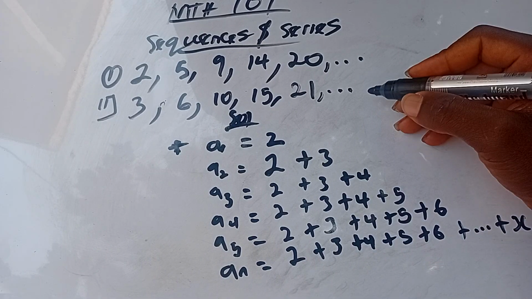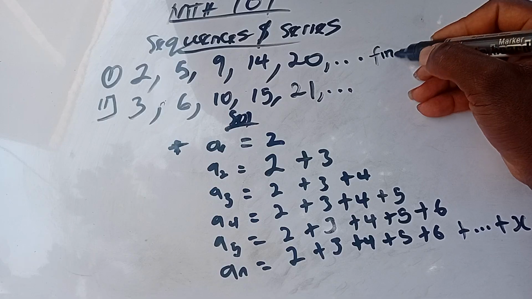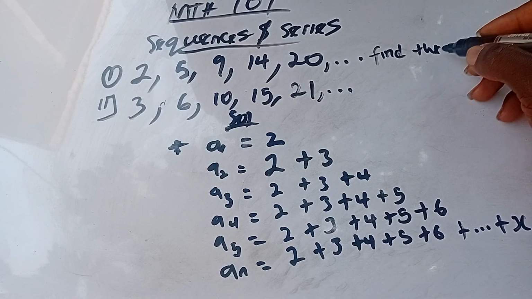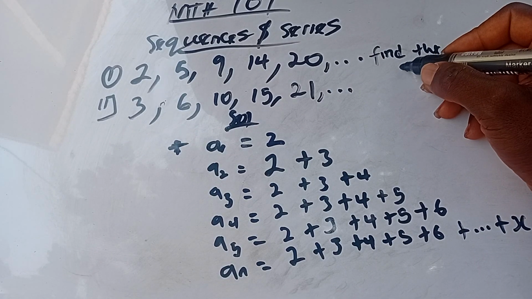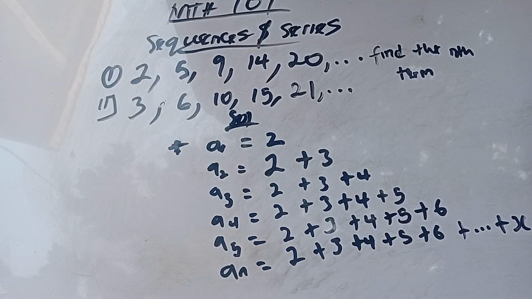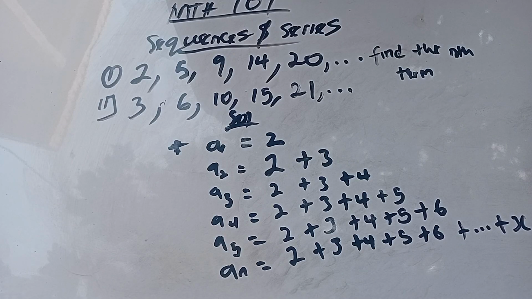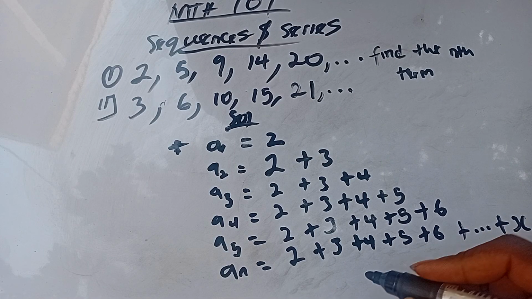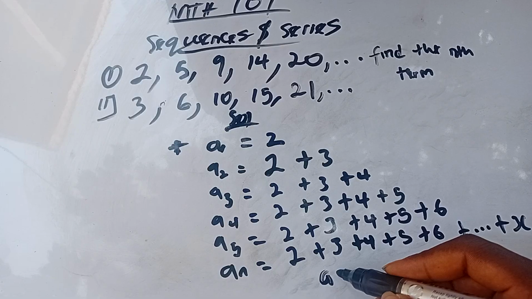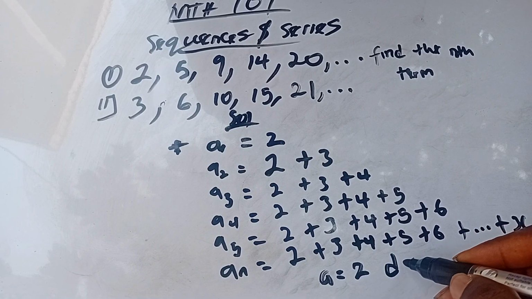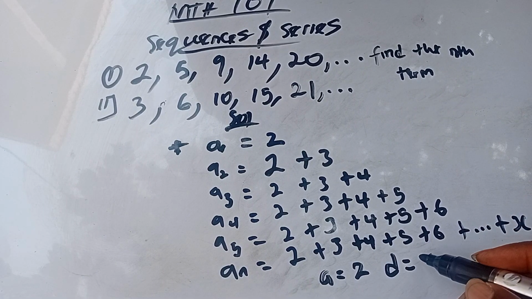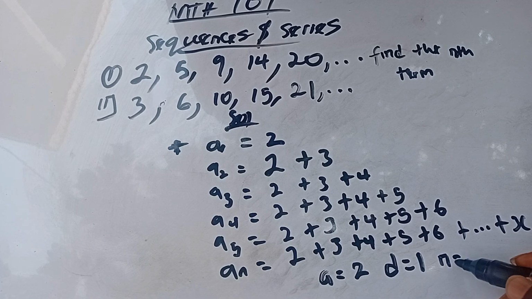The question is, find the nth term of the sequence. We want to look for the nth term. Now we can use this pattern because it follows the AP series. Our first term, a, equals 2. What's our common difference? We can use this. Our common difference is 1. And our n equals what? Unknown.